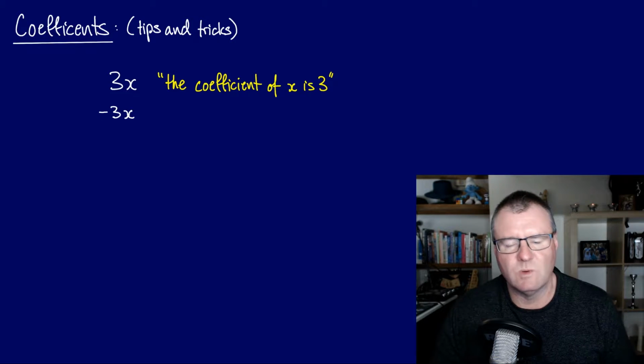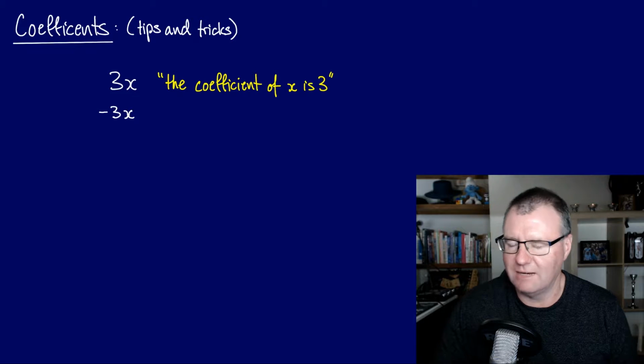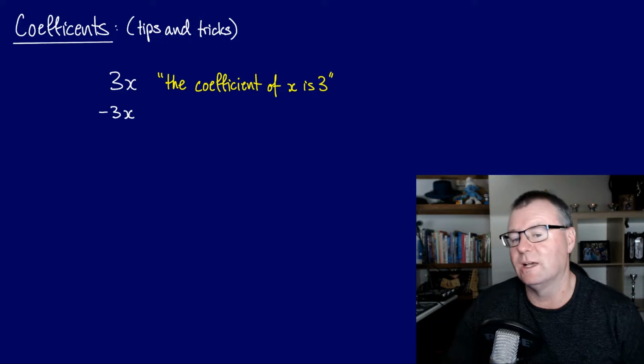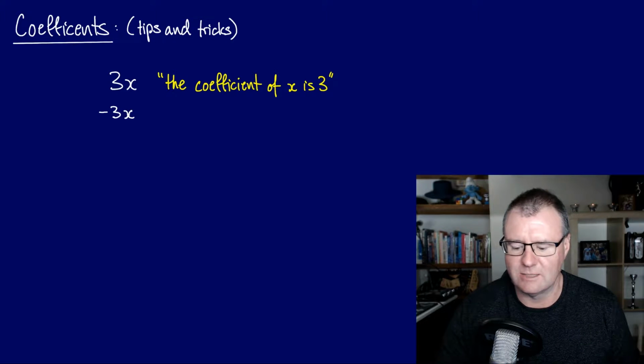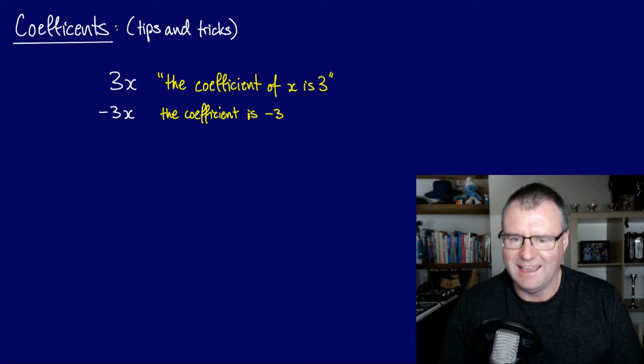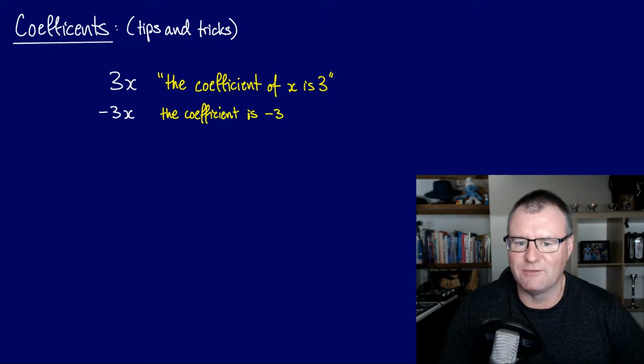But what about in this next one? What if I had the term negative 3x? I'm looking for the number in front of the x. I have to include the sign. So in this case, I would say the coefficient is negative 3. It's not just the 3. I have to use the sign as well. So I'd say the coefficient is negative 3.